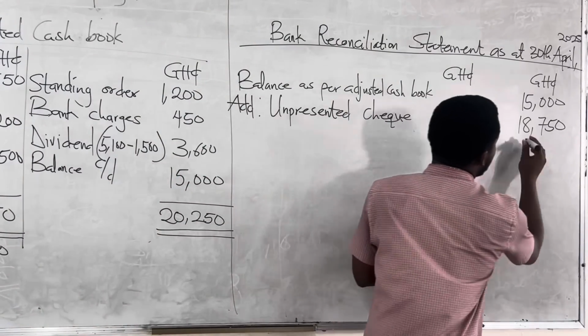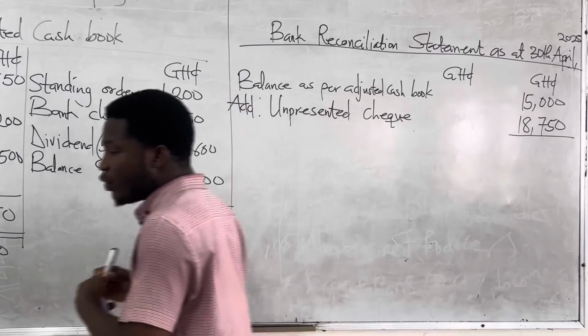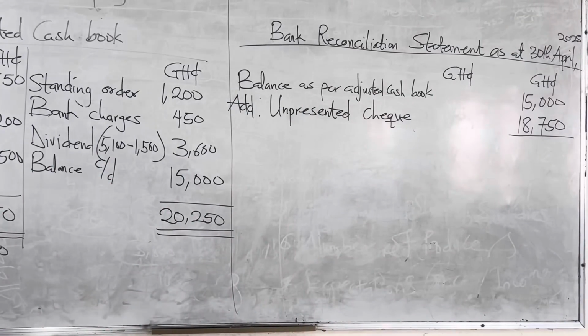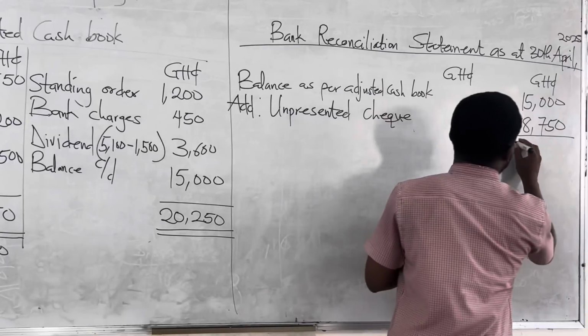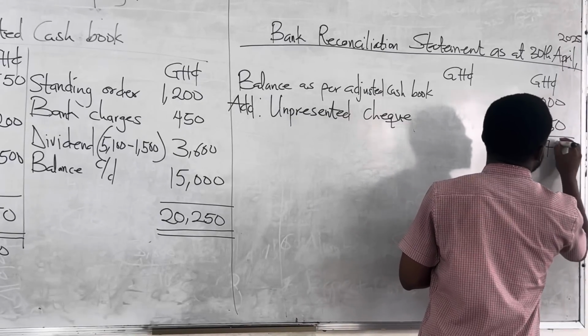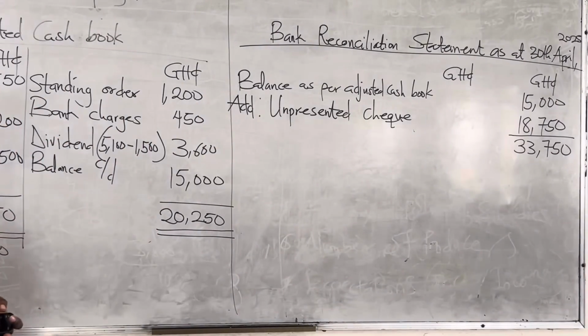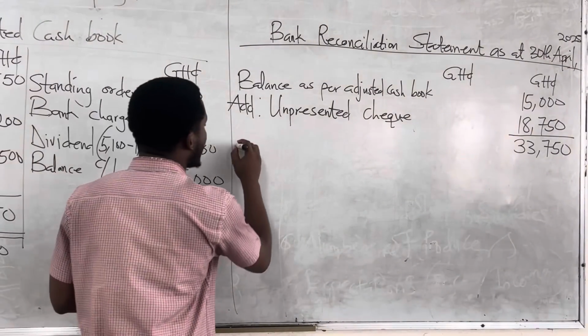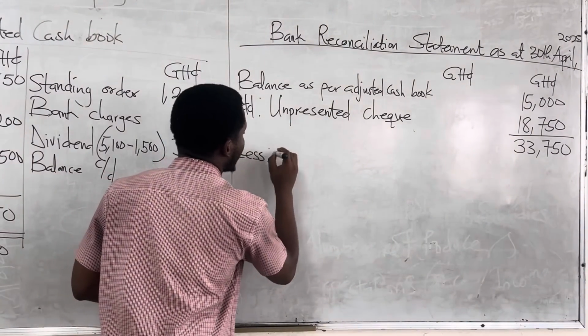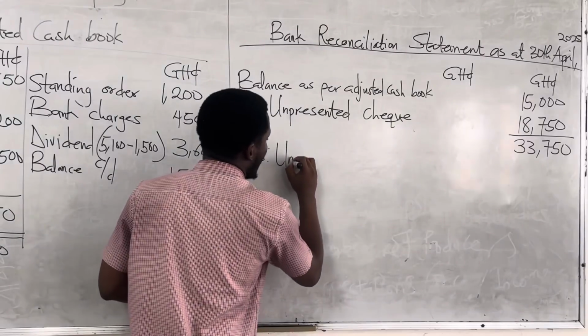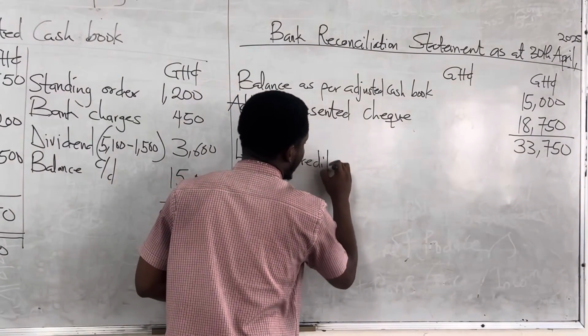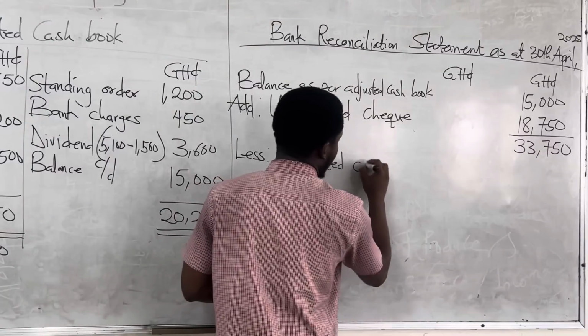So we will add this figure, and when you add, you are going to get 33,750. Then you will less your uncredited checks.